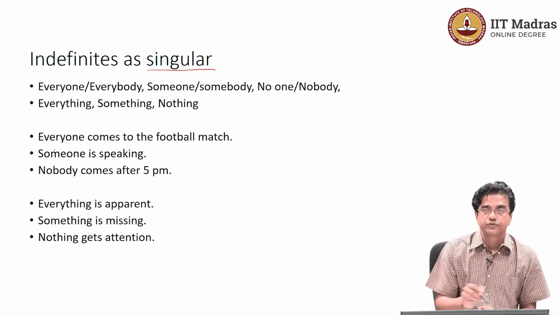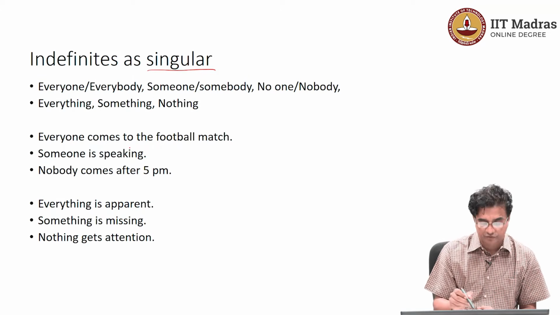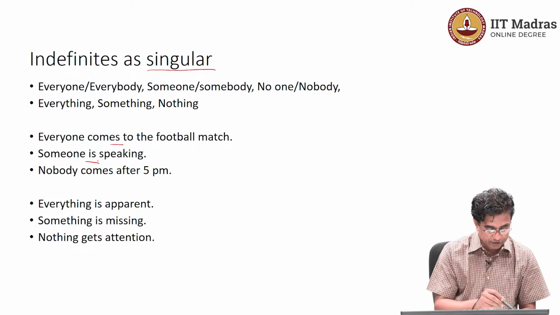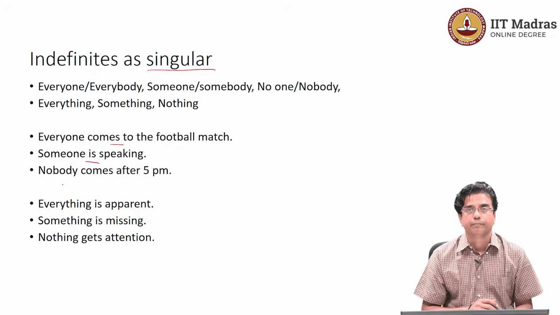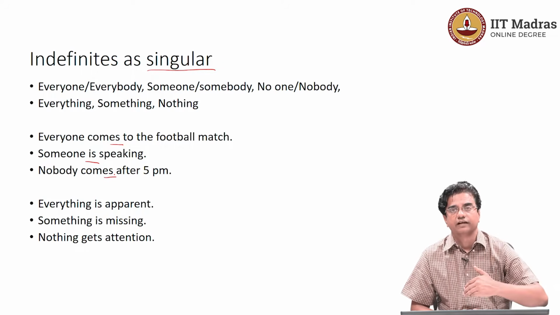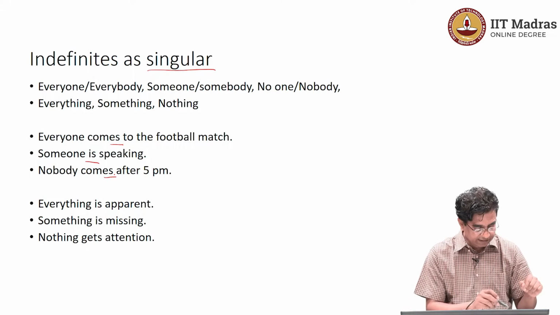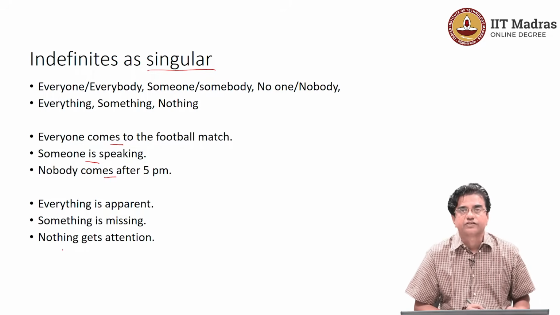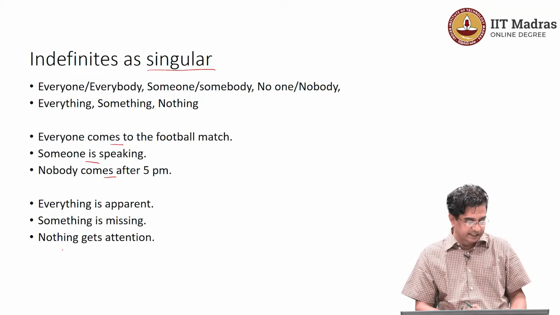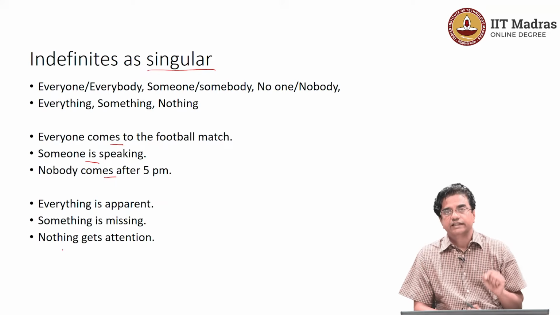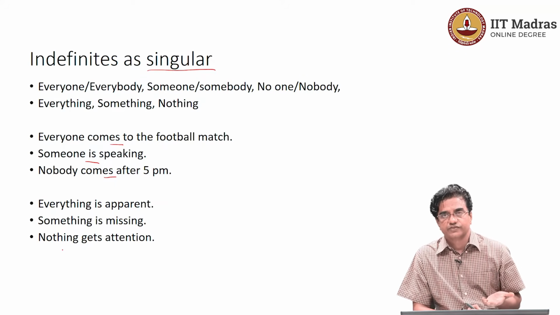And when you use them in sentences, you see everyone comes to the football match, singular marking. Everyone is speaking. Someone is speaking. No one comes after 5 p.m. So everywhere you will see singularity on the verb as well. Everything is apparent. Something is missing. Nothing gets attention. So we can't use them with plural. We can't say everything are apparent. Knowing this has implications for accuracy, as you can see.